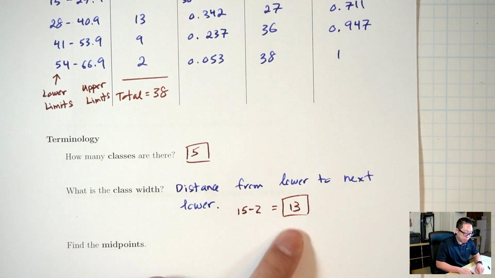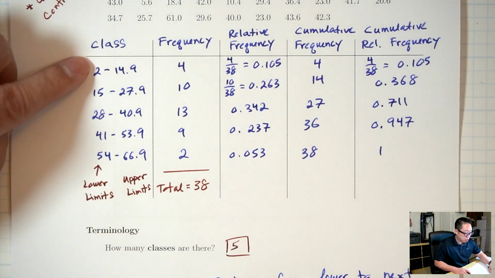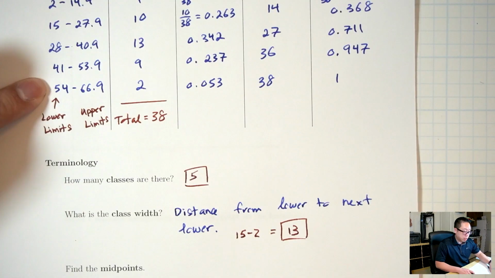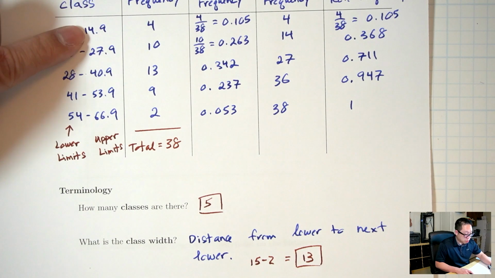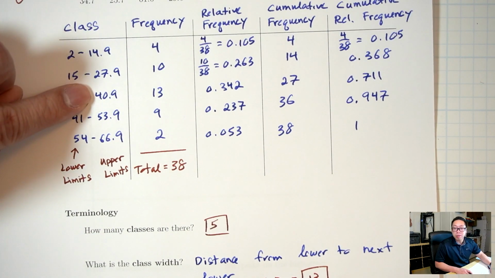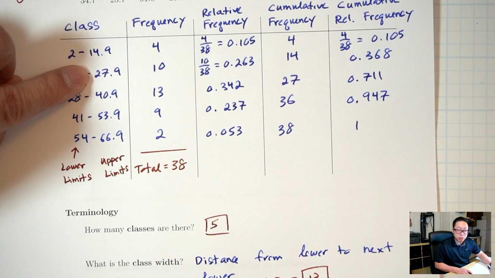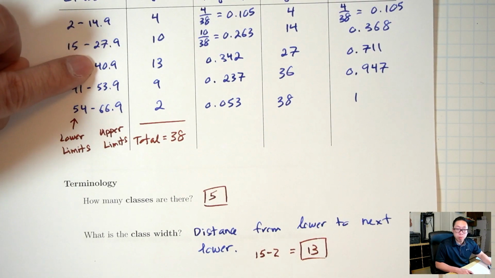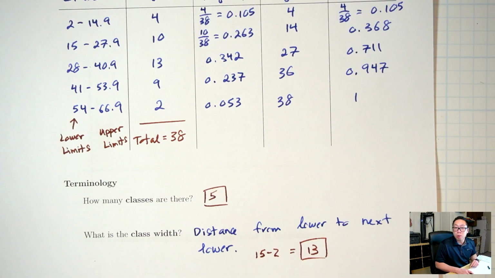So that's what the class width tells me. All the lowers are going up by 13. Same thing for the uppers actually. Uppers are all going up by 13. If you check 14.9 to 27.9, that's going up by 13. 27.9 to 40.9, that's going up by 13.